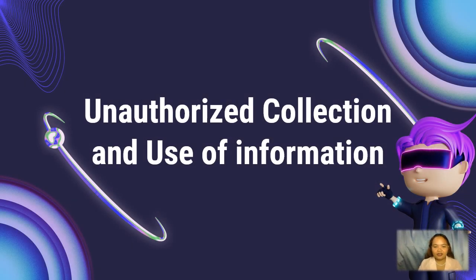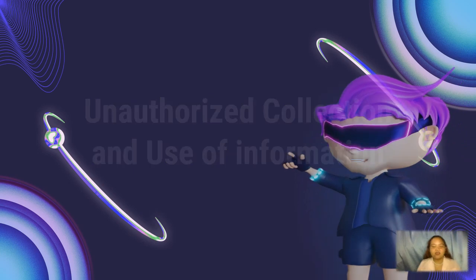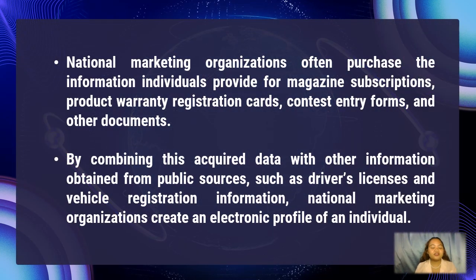Now, let's discuss unauthorized collection and use of information. Most individuals are surprised to learn that national marketing organizations often purchase the information individuals provide for magazine subscriptions, product warranty registration cards, contest entry forms, and other documents. By combining this acquired data with other information obtained from public sources such as driver's license and vehicle registration information, national marketing organizations create an electronic profile of an individual.